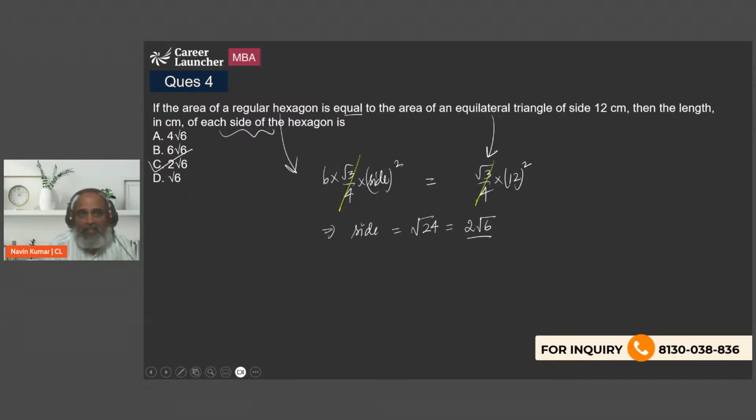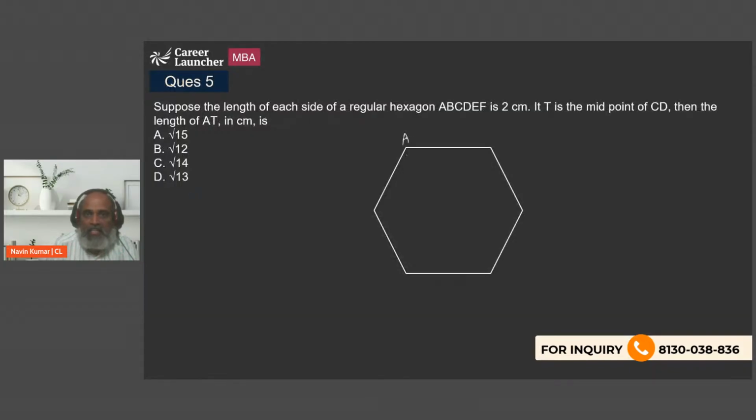Okay, next. Suppose the length of each side of a regular polygon A, B, C, D, E, F is 2 centimeter. If T is the midpoint of CD, so this is T and it's the midpoint, then we need to find out the length of AT. Well, if we join AC, what happens is we get a right angle triangle here.